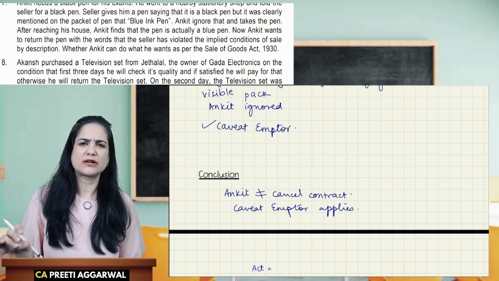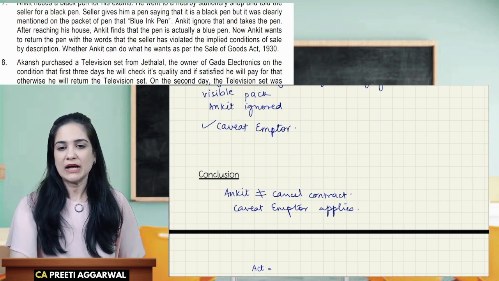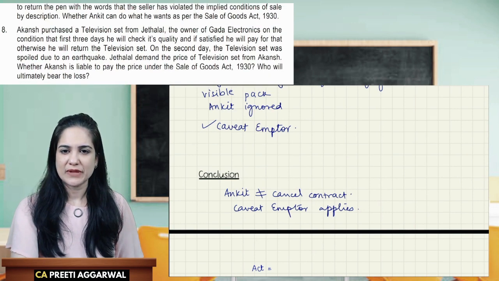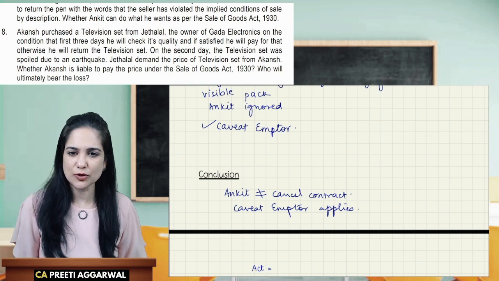So this is what you will write in the conclusion. Conclusion should be only of 1 or 2 sentences, not more than that. Let us proceed. Let us read the next question. This is a question which they have repeated. It is asked in the past also.